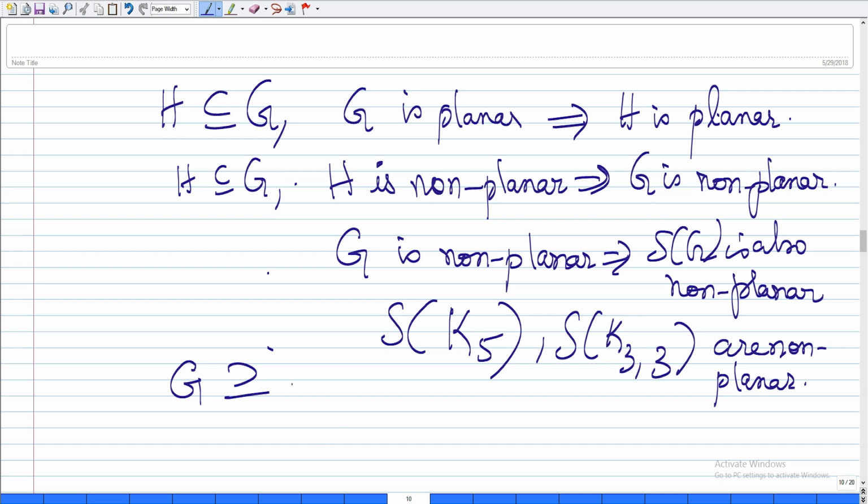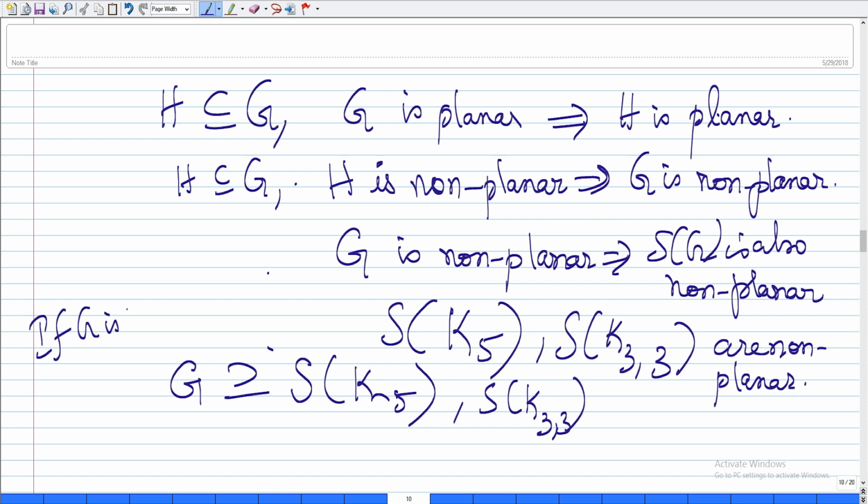S of K5 or S of K33, then G is non-planar, right. So, if I want to write the contrapositive of this, I can write: if G is planar, then G does not contain a subdivision of K5, I mean it is an implication, right. G planar implies G does not contain a subdivision of K5 or K33.